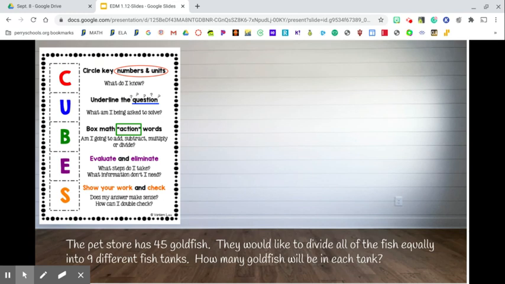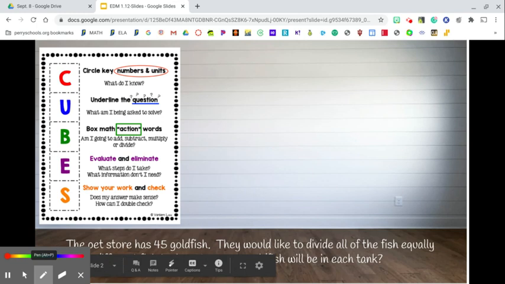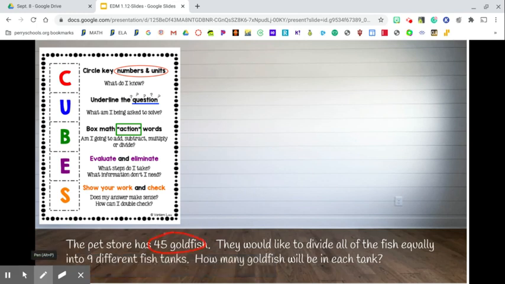The pet store has 45 goldfish. They would like to divide all of the fish equally into 9 different fish tanks. How many goldfish will each tank get? So following CUBES, I want to circle my numbers. So I've got 45 goldfish, 9 different fish tanks. So I can check that off.